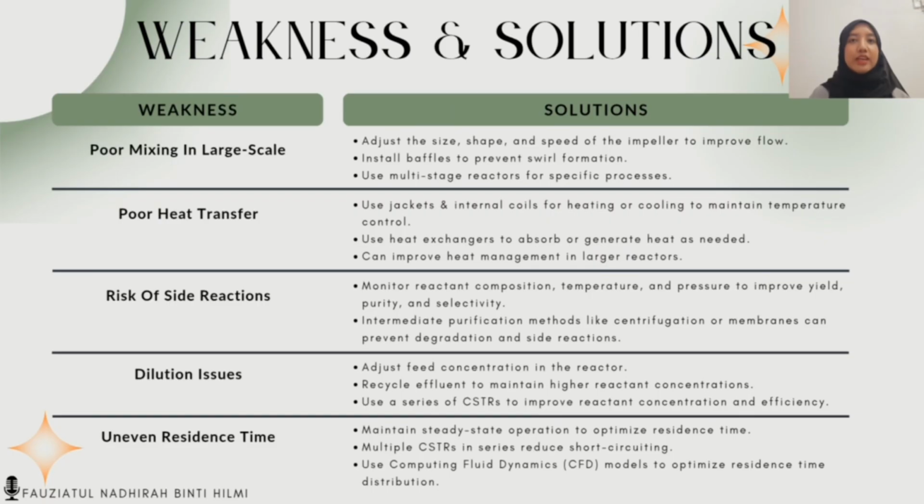The third one is risk of side reaction. We need to monitor reactant composition, temperature and pressure to improve purity and selectivity. By using intermediate purification methods like centrifugation or membranes, it can prevent degradation and side reactions from happening.